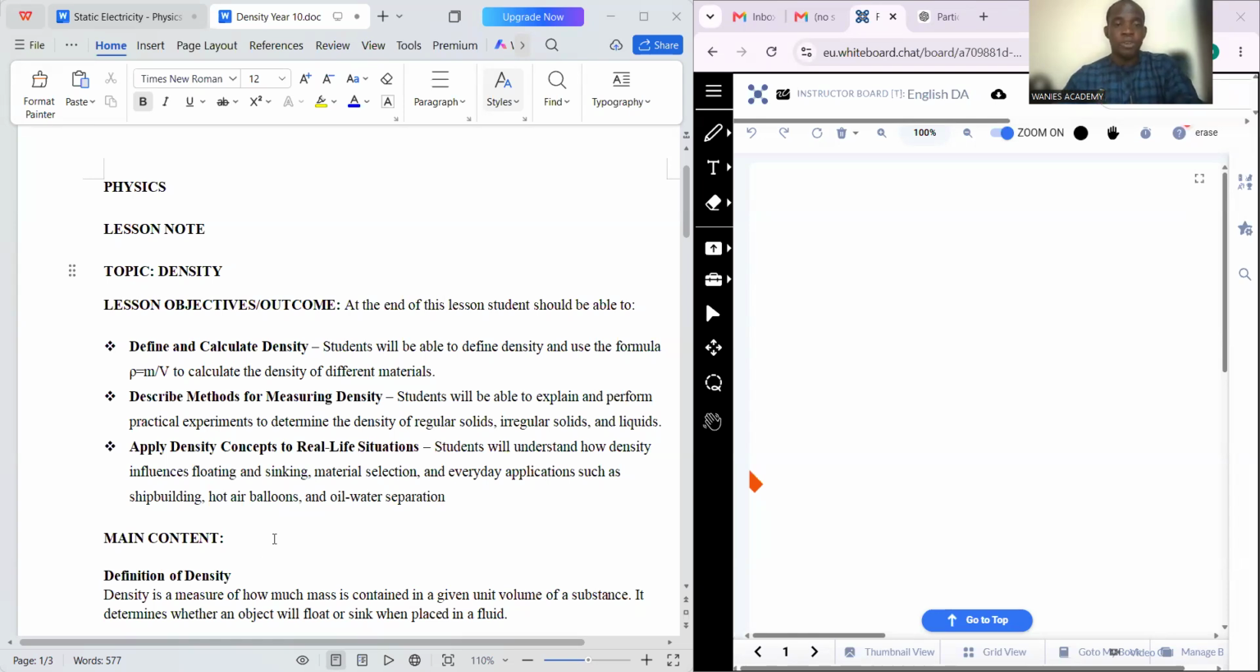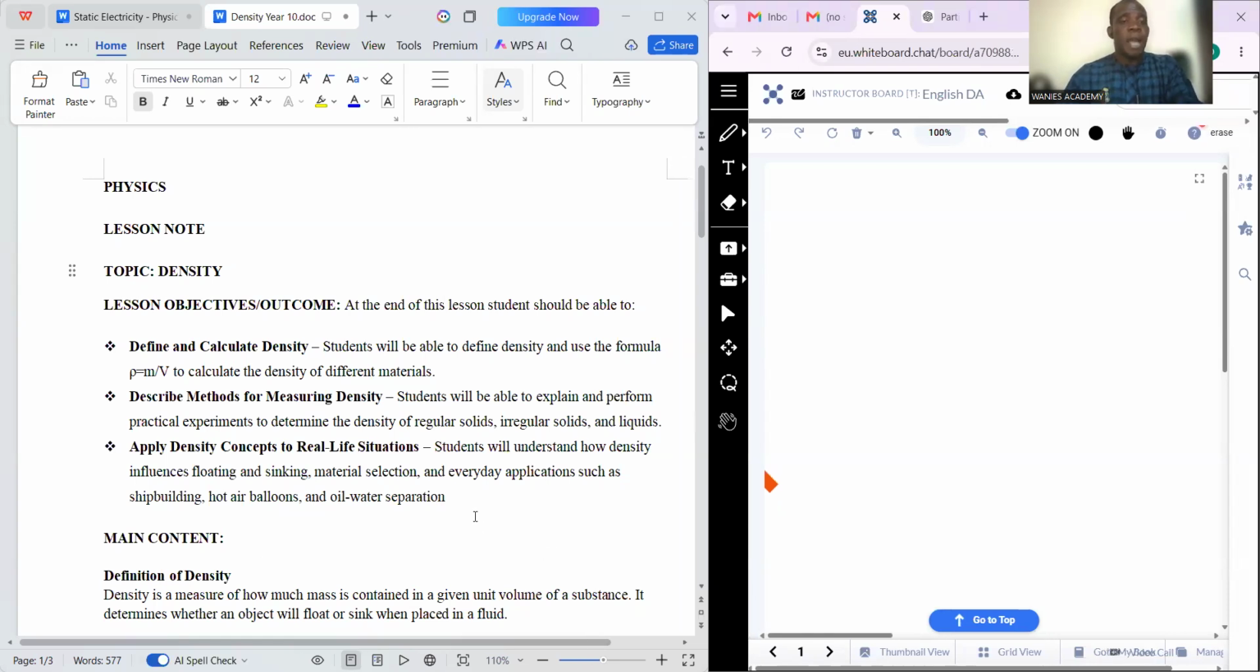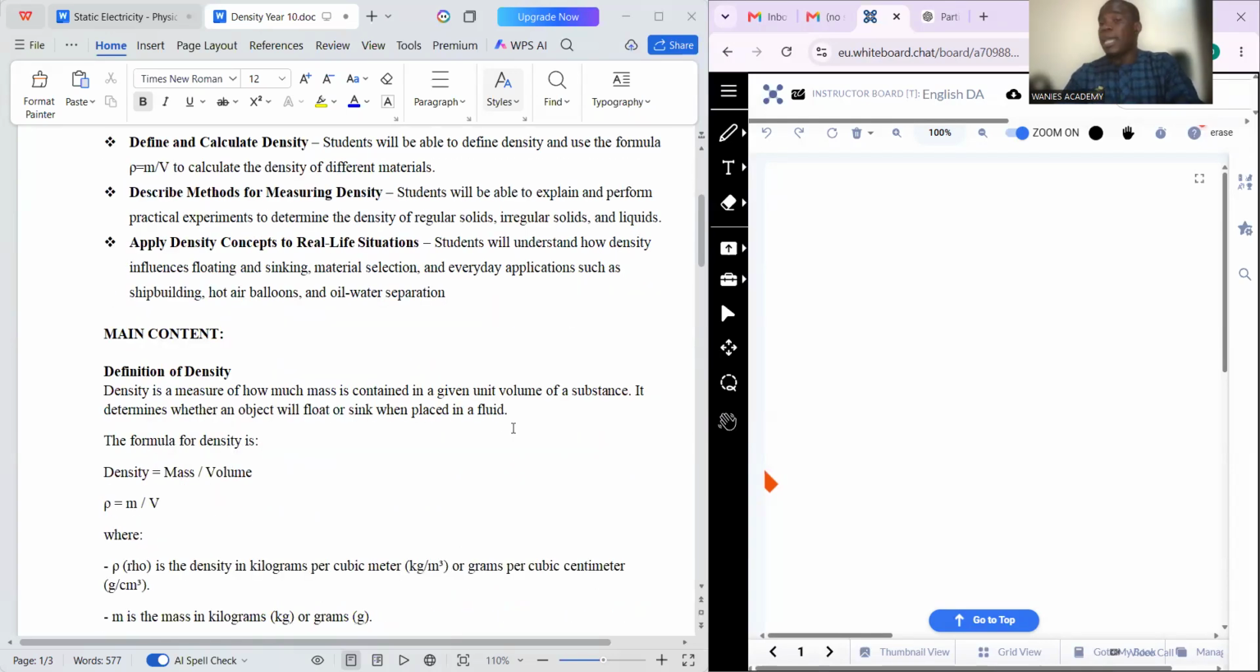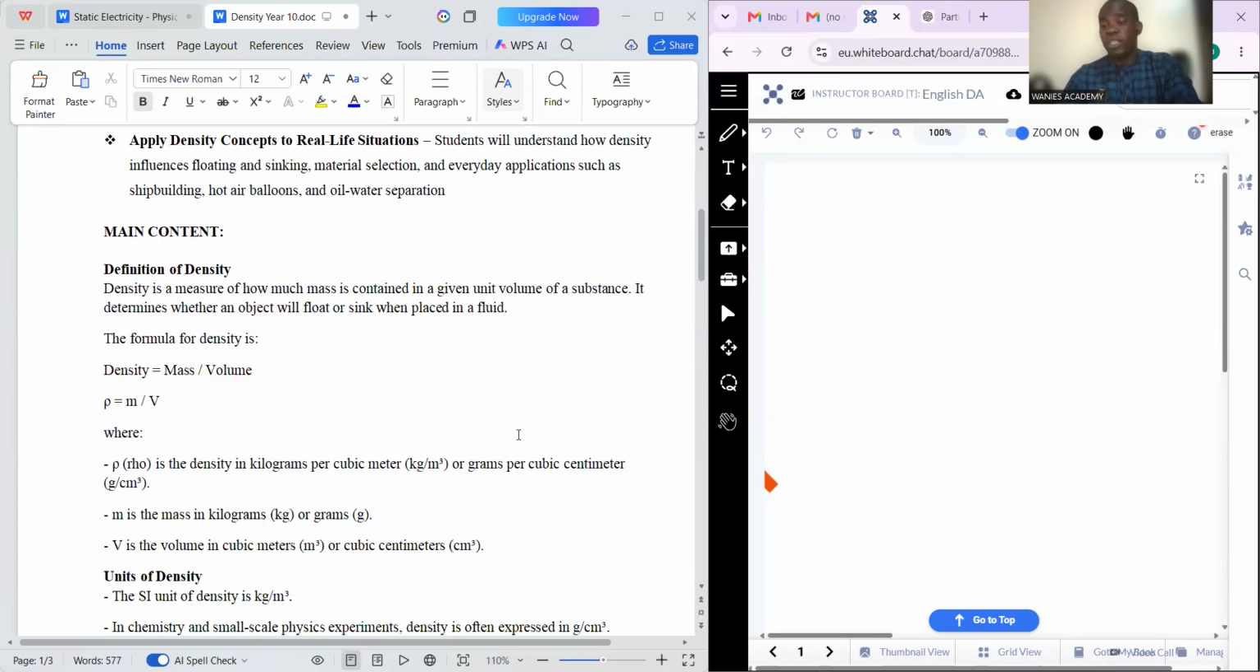So we have three lesson objectives today. The first is to define density, then calculate density, then describe methods for measuring density, and apply the density concept to real life situations. So these are our lesson objectives for today. Now we go straight into the topic.